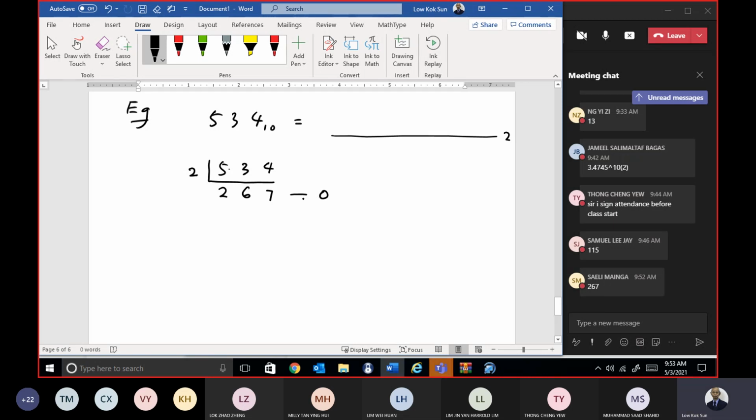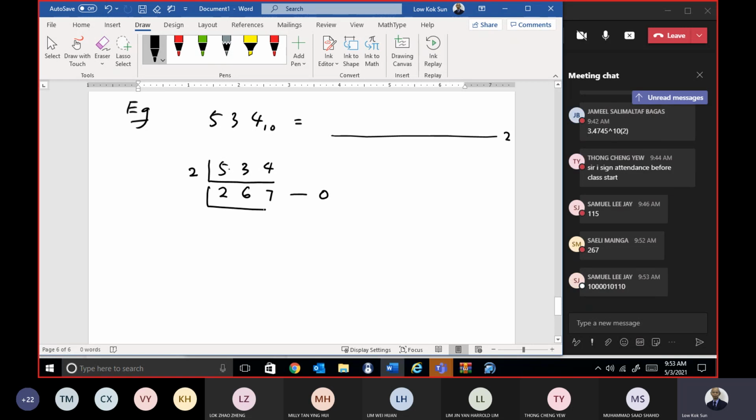There's no remainder. This one is important for you to collect the points afterwards. So you put no remainder, 0. Now you continue to divide. Remember, divide by 2 every time. Samuel has the answer already. So now, let us divide.